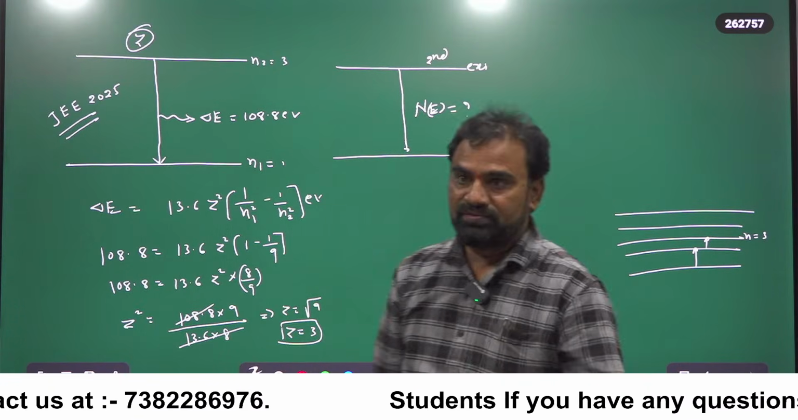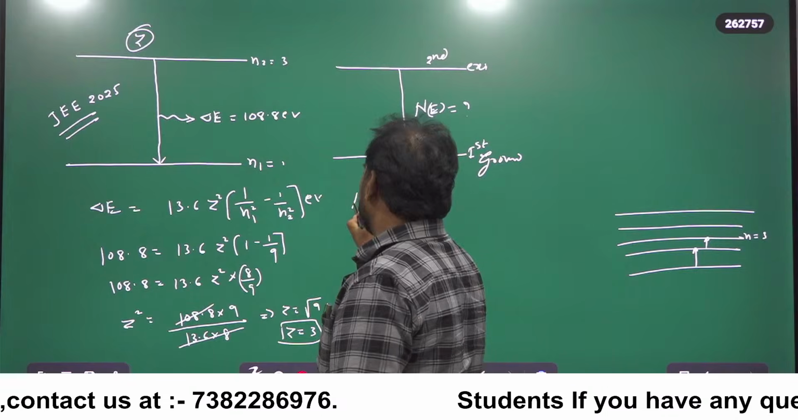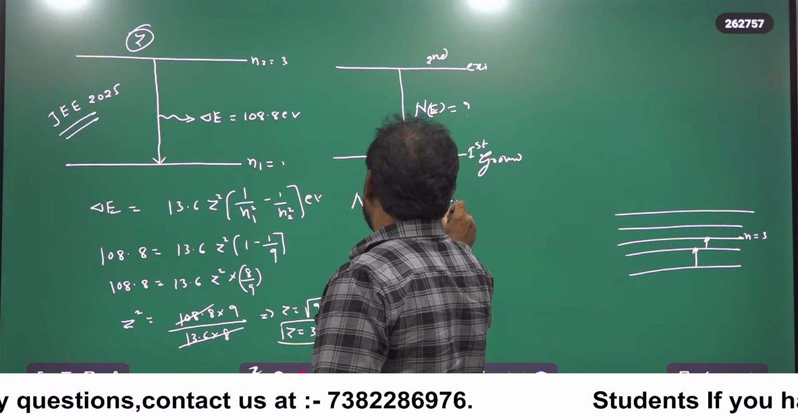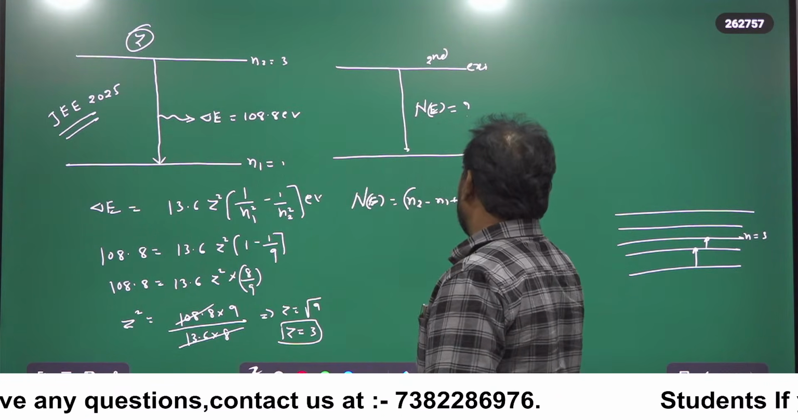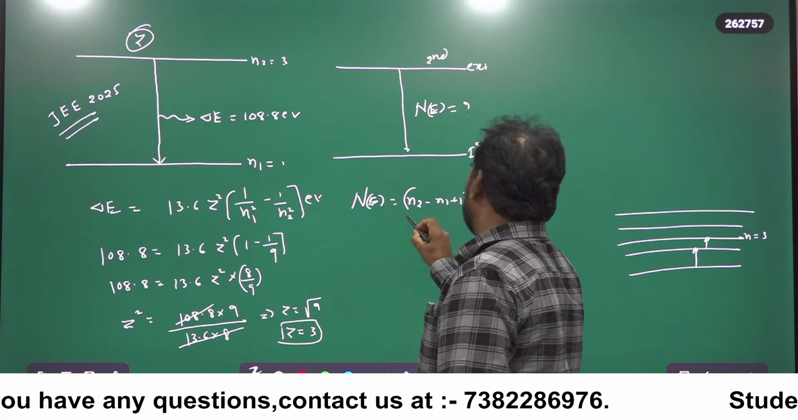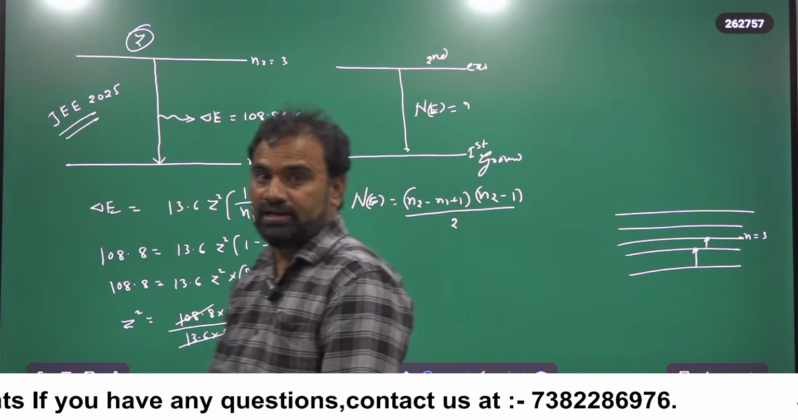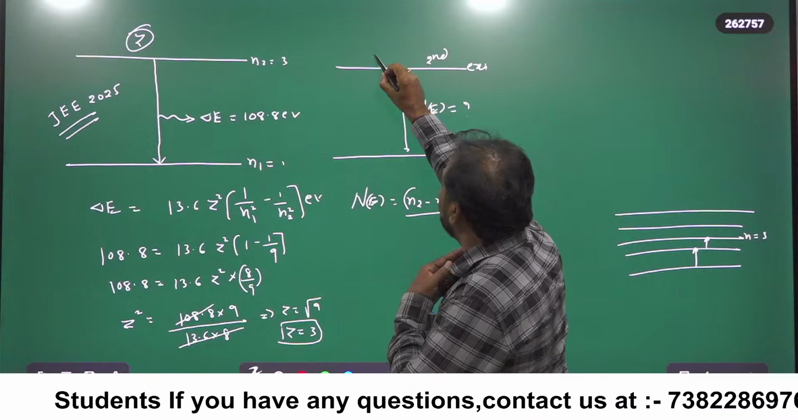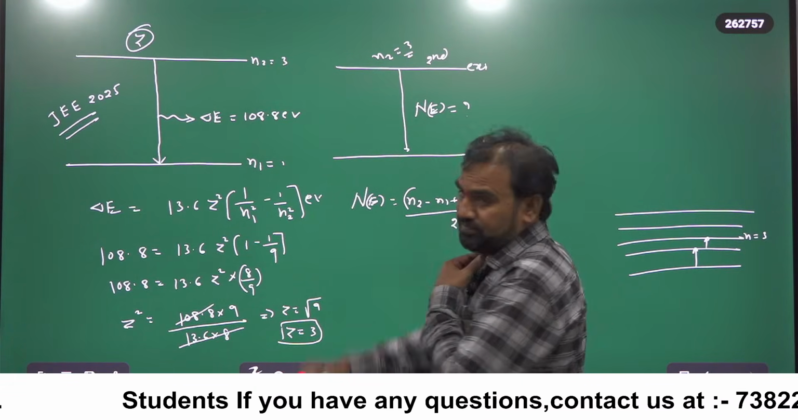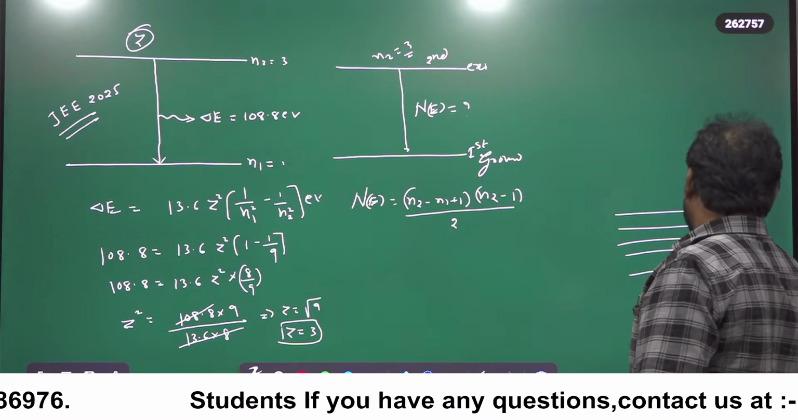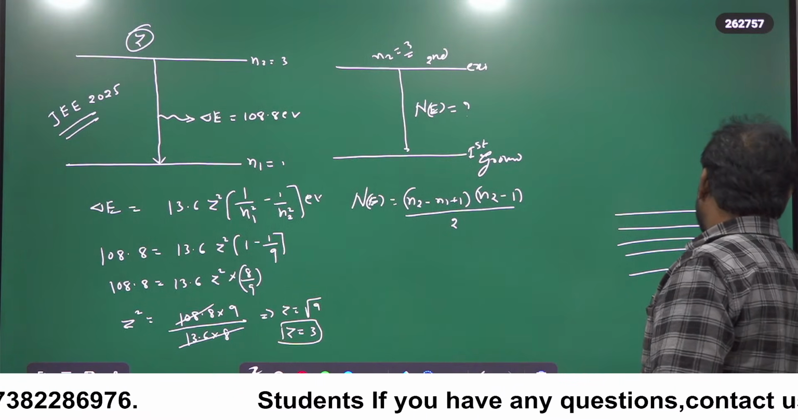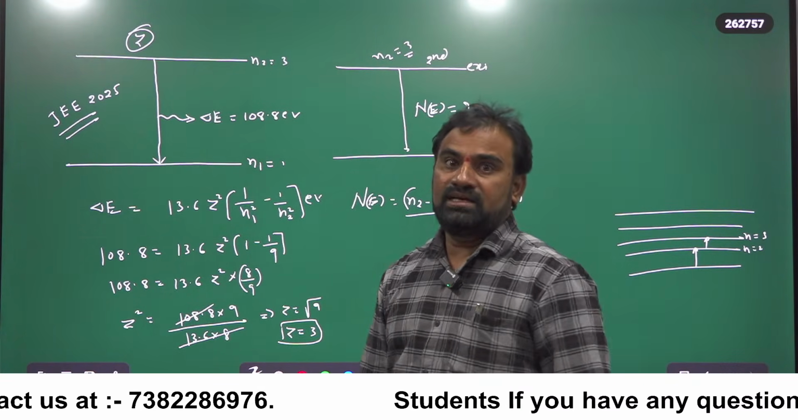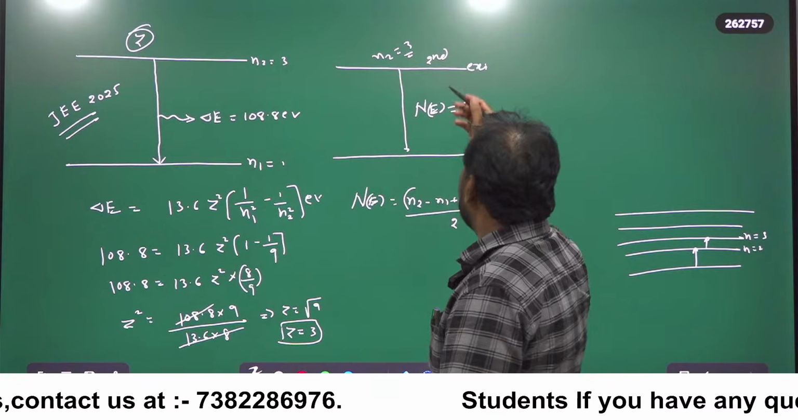So what formula can we use in this case? The number of spectral lines N_E is equal to N2 minus N1 plus 1 into N2 minus N1 upon 2, which is already known. Is it clear? So N2 is equal to how much? Second excited state means N2 is equal to 3. First excited state N is equal to 2, second excited state N is equal to 3, third excited state N is equal to 4, and the Nth excited state is N plus 1. So you have to count like that.